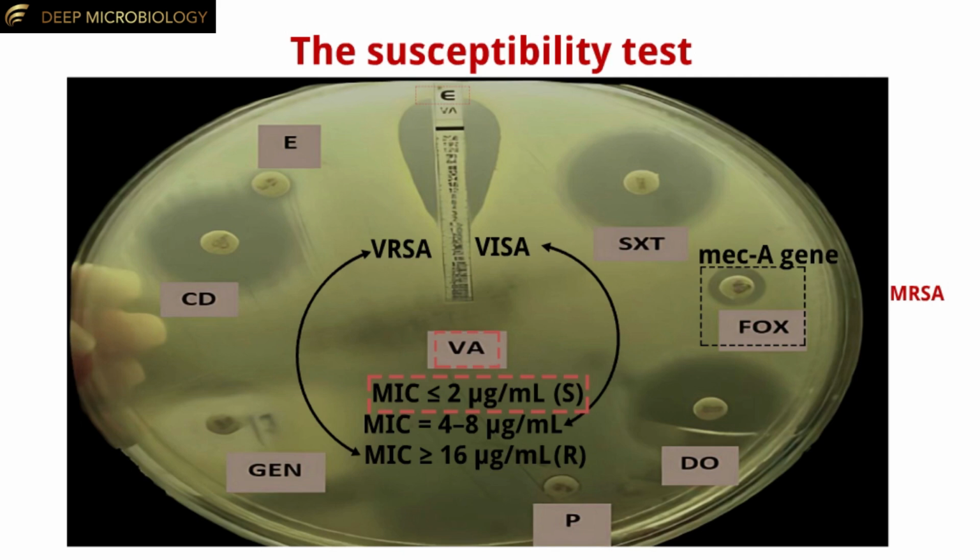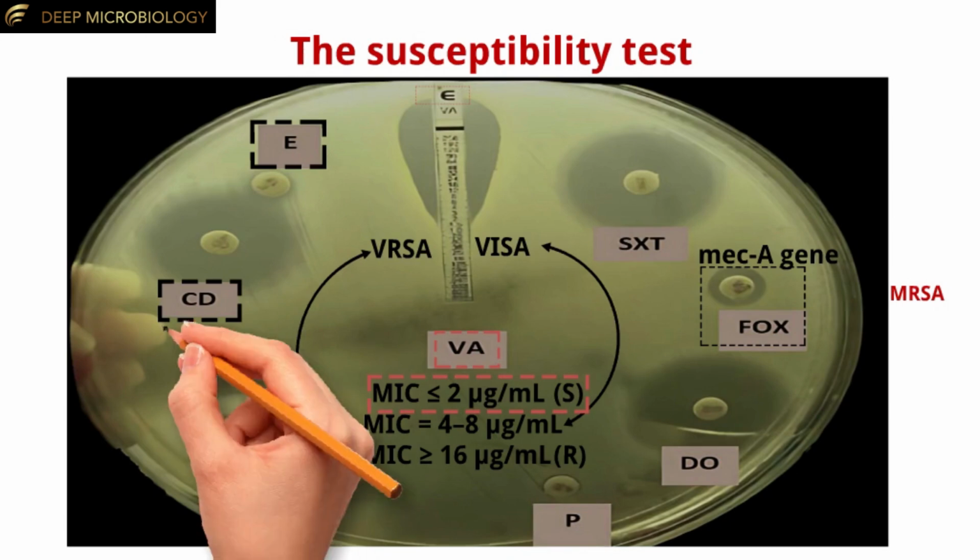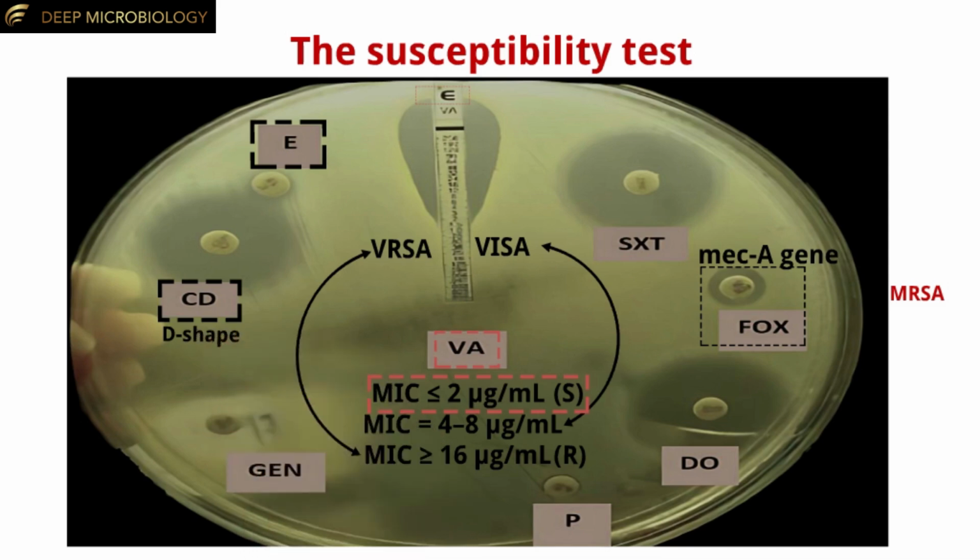And if we notice here, the clindamycin and erythromycin discs are placed closer to each other than the other discs, in order to determine whether there is formation of a D-shaped zone of inhibition around the clindamycin. You can find detailed information about the D-test on our channel, as it has been explained previously.